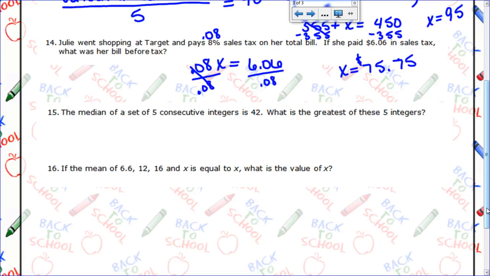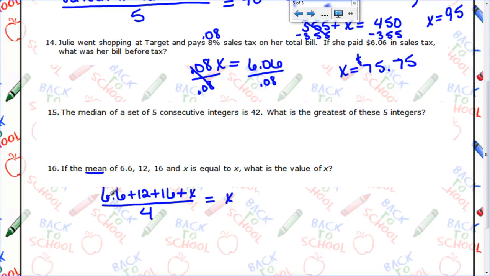So number 16, if the mean of 6.6, 12, 16, and x is equal to x, what's the value of x? Well, so the mean, remember, means average. So it's like our question with the test score. So I have 6.6 plus 12 plus 16 plus x. That's 1, 2, 3, 4 numbers. And it's equal to x. I've got to find out what x equals.